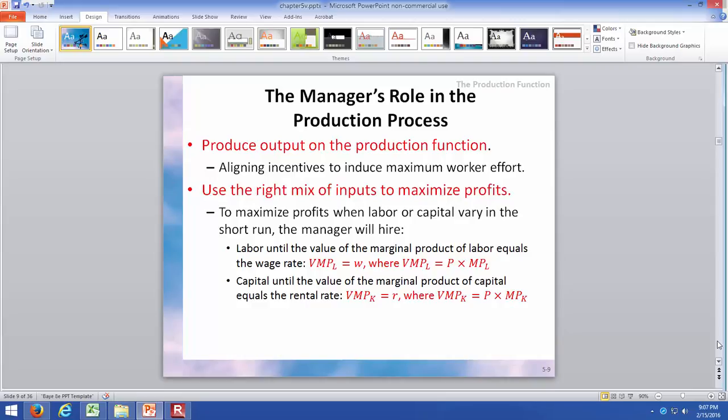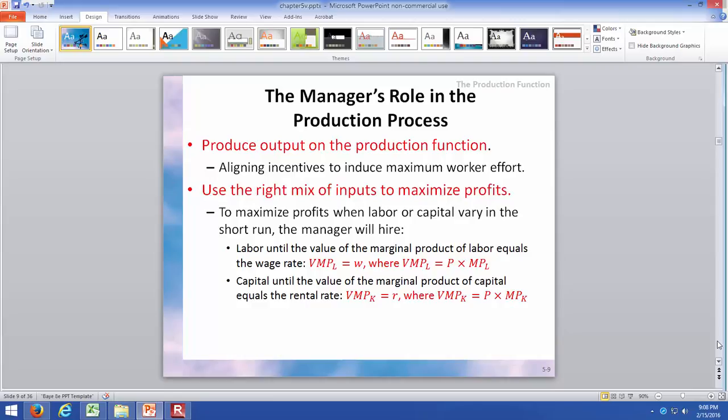Use the right mix of inputs to maximize profits. To maximize profit when labor or capital varies in the short run, the manager will hire labor until the value of the marginal product of labor equals the wage rate. The wage rate is how much the employee is getting paid, and we want to hire as many people as needed so that the value of the marginal product of labor is equal to the wage rate. And the value of the marginal product of labor is given by the price times the marginal product of labor.